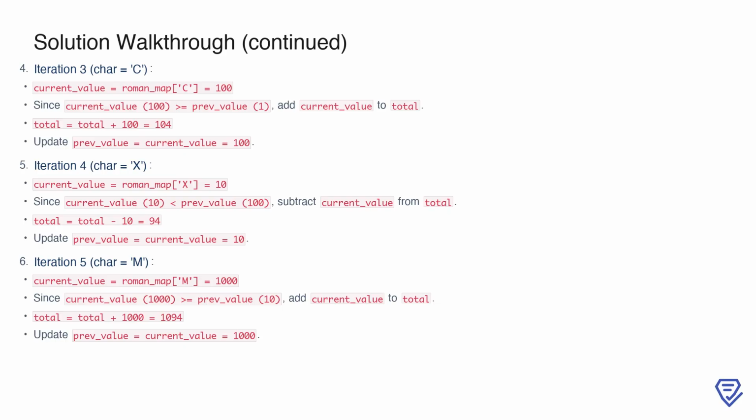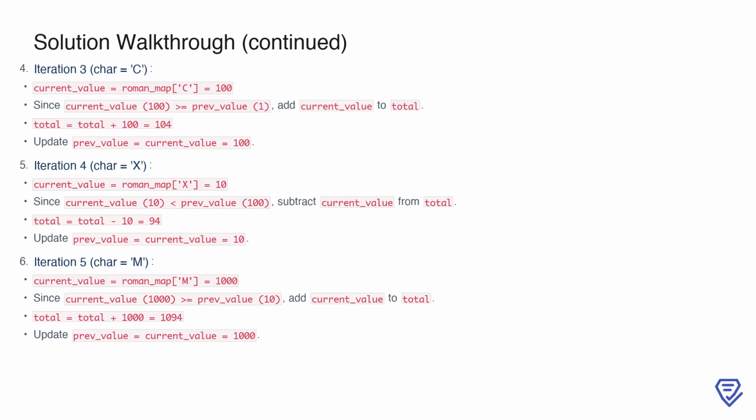In the fourth iteration, the character is X, with a value of 10. Here, the current value is less than the previous value, 100, so we subtract it from total, reducing the total to 94. We update prev_value to 10.